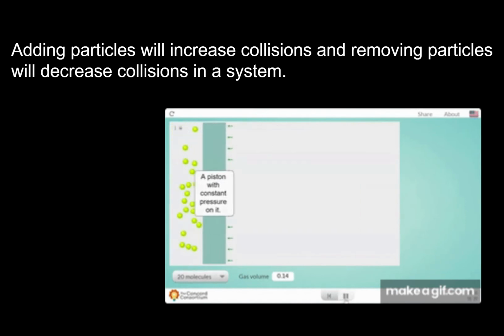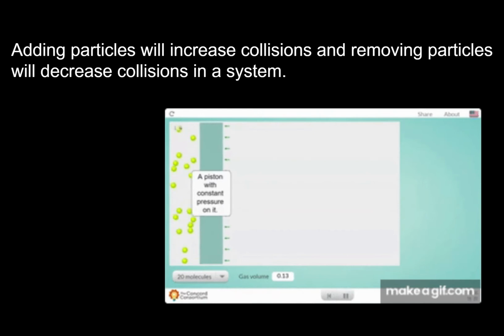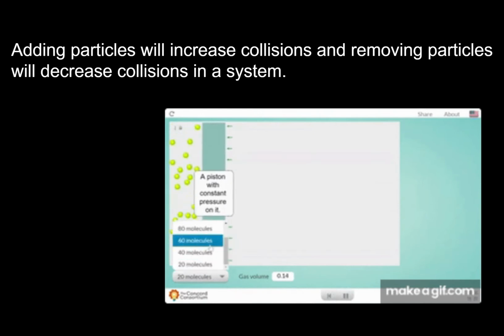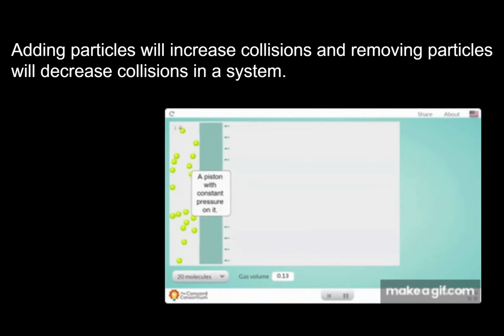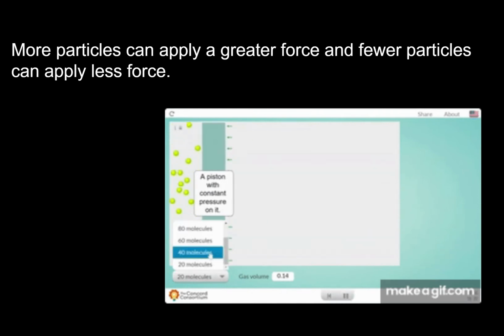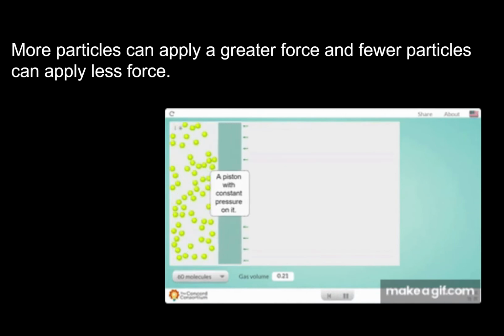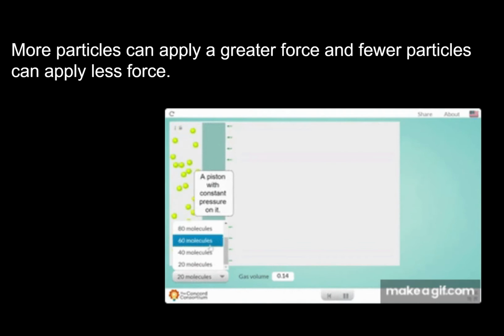Our system here is a cylinder. It's closed on the left side. There's a piston in the cylinder, and it probably has air pressure on the right. That's an easy way to get constant pressure. And anyway, when you add particles on the left, you can see their collisions push that piston to the right against that constant pressure. So more particles can apply a greater force, and fewer particles can apply less force.